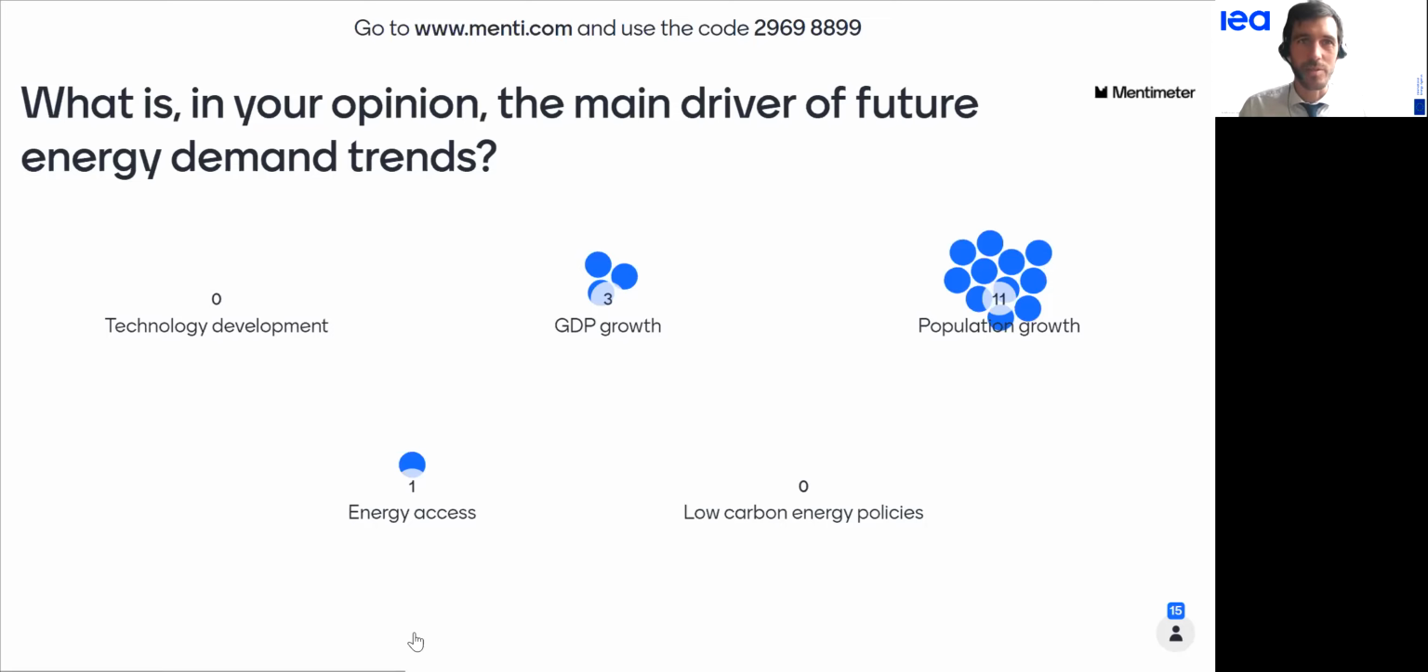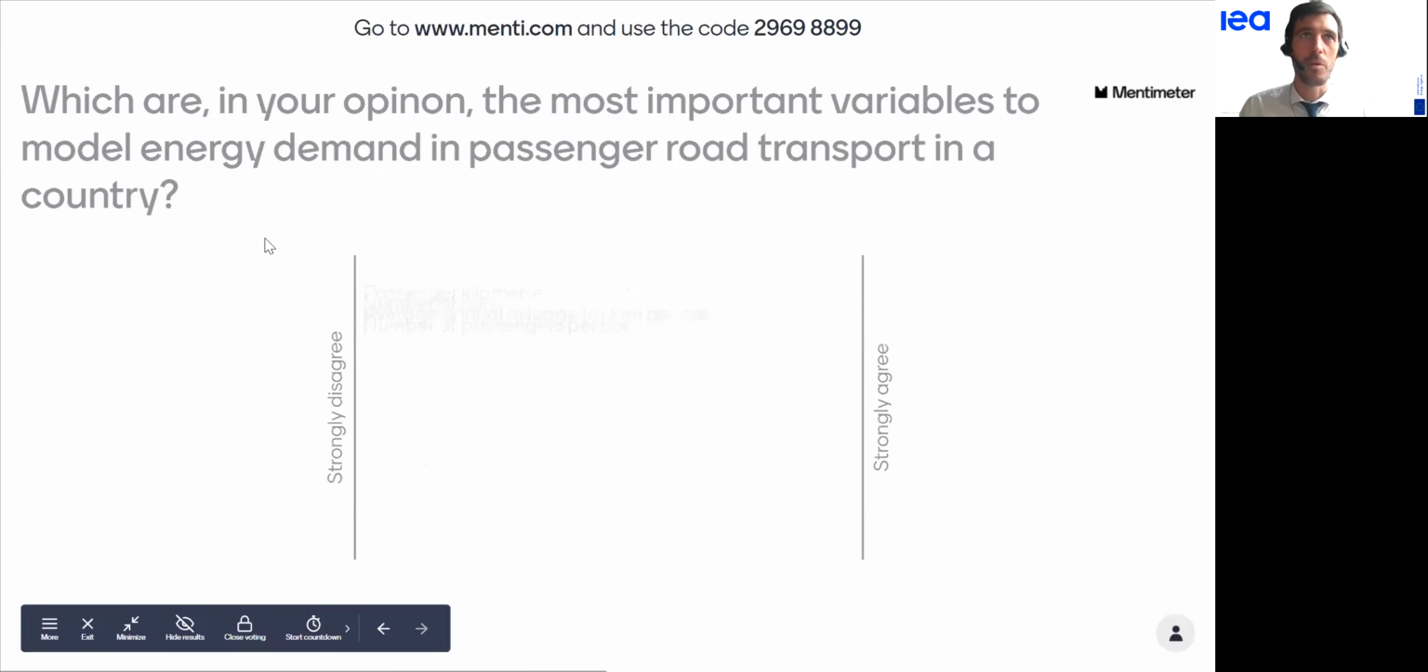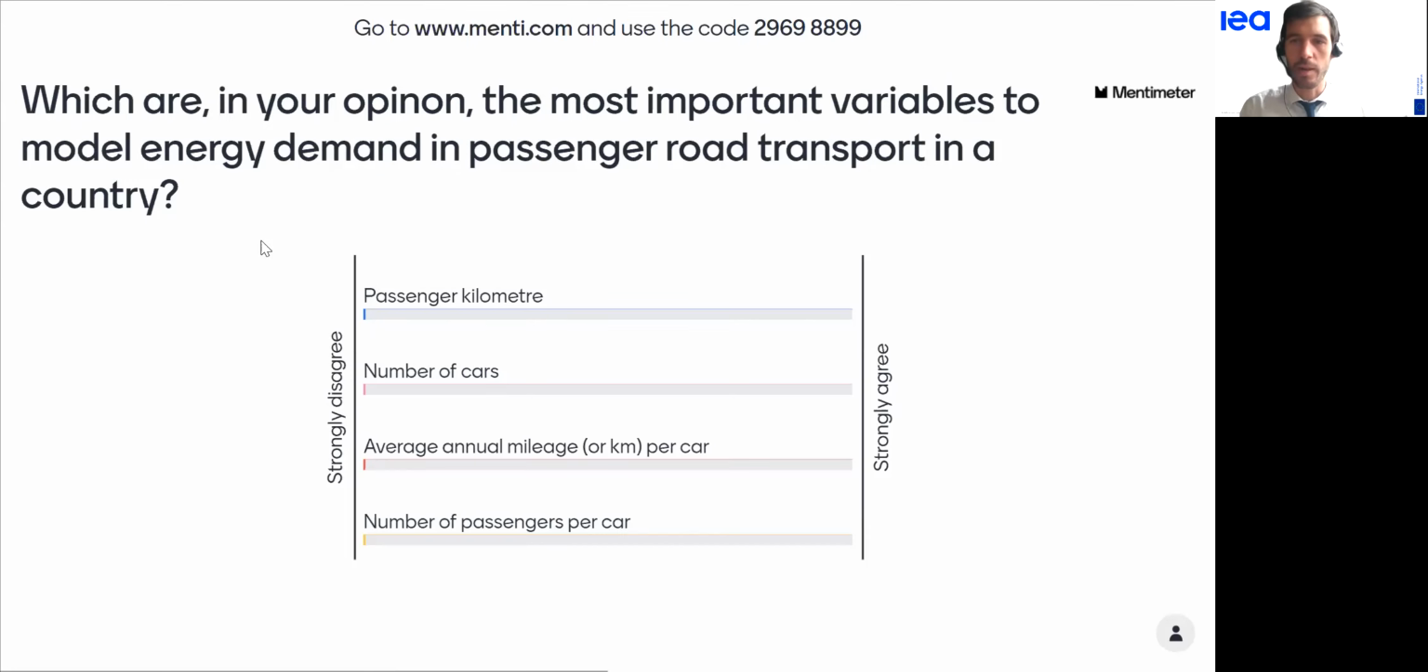Okay, one last question before we move to the more practical part of the course. So let's imagine, and we'll enter into that in the exercise, that we want to understand passenger road transport in a country. What data, what parameters and variables do you think we need mostly to make estimations under an energy model? So you have 4 proposals.